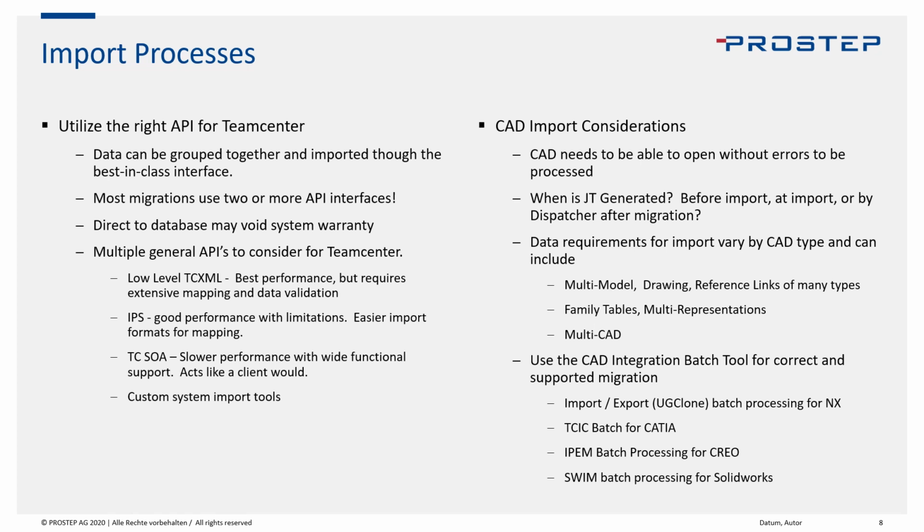So that could be the import-export process that used to be called UG clone in order to push in NX, TCIC batch scripts for CATIA, IPEM for Creo, SWIM for SolidWorks. There are others for Inventor and things like that, right? In general, in order to make the data functional, you want to push it through this interface, and then it's also supported by the integration that has been provided by Siemens as well. And that's not always fast, but it's a supported way in order to get data in.